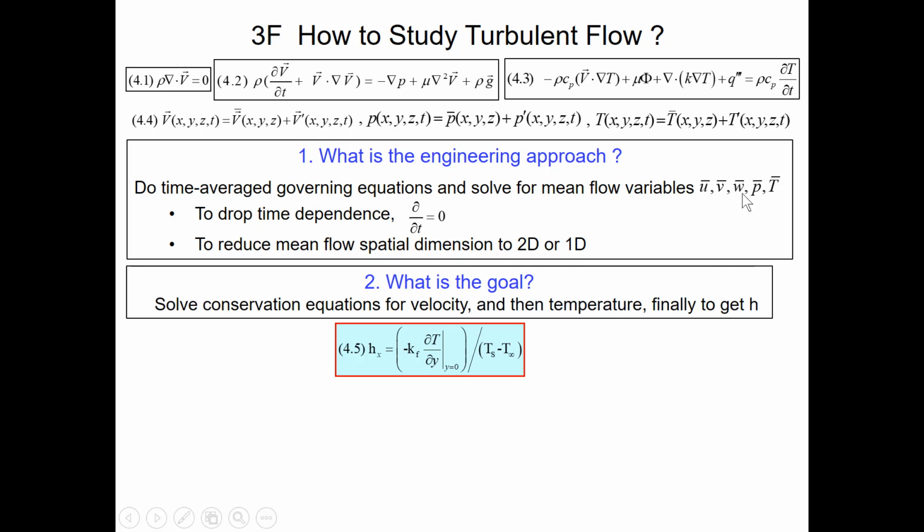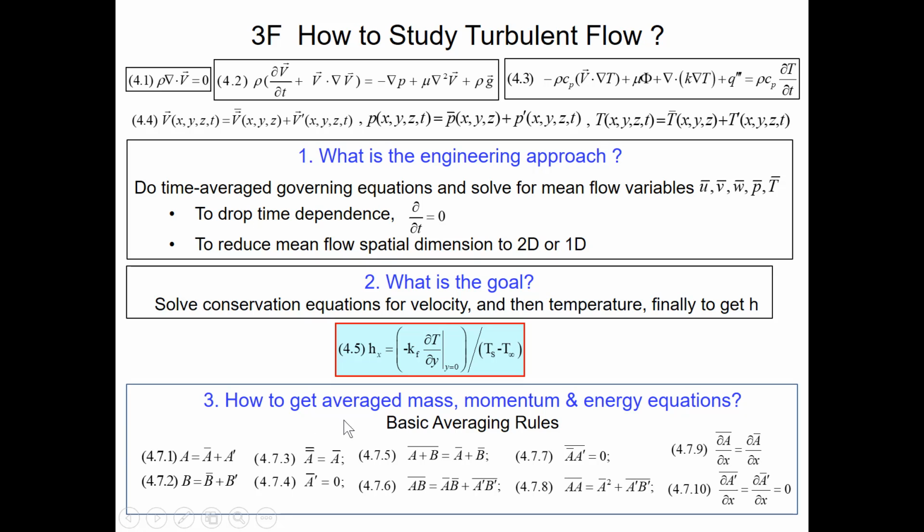Once we get the temperature profile, we're able to calculate the heat transfer coefficient, then heat flux, and then heat rate to reach our ultimate goal. The following question is then raised: how do we get the averaged governing equations?